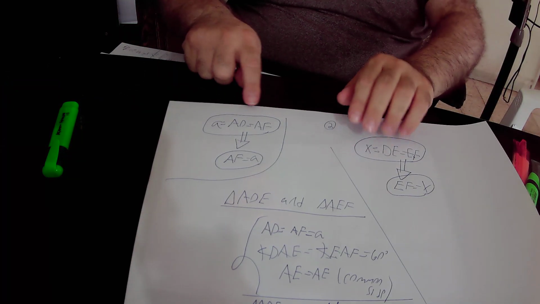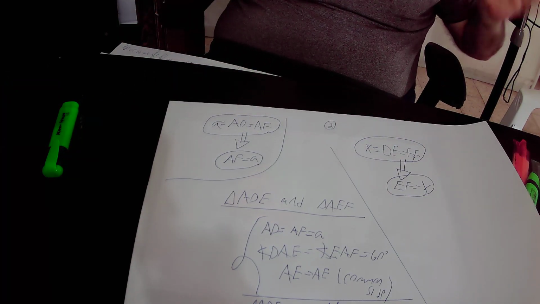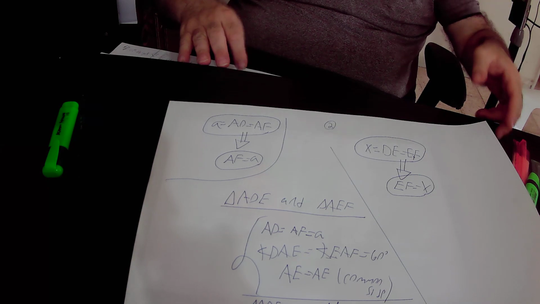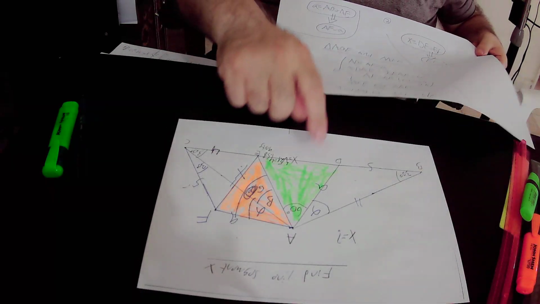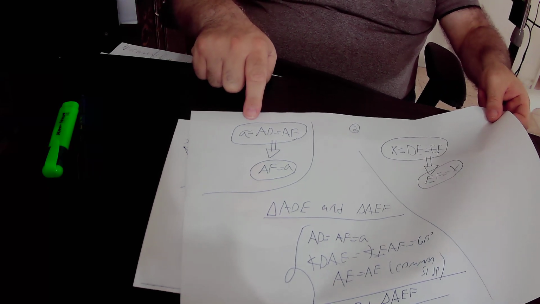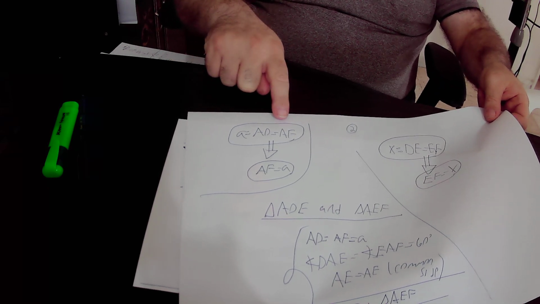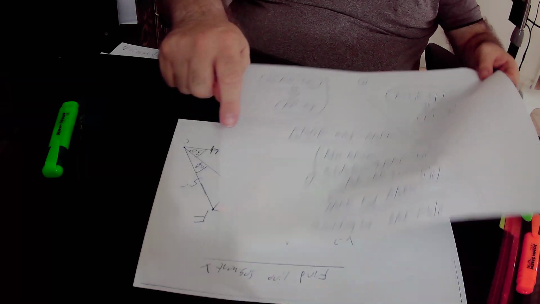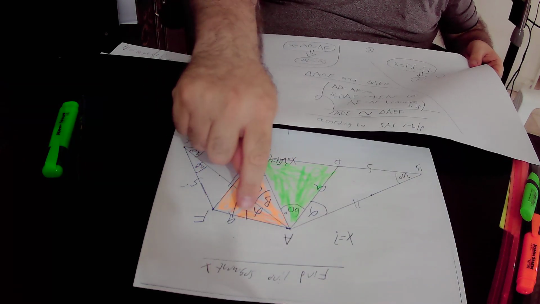Side AD equals side AF according to the same rule that corresponding sides of congruent triangles are equal to each other. So if we define side AD as a, then AD equals a, and from this equation, AD equals AF, we conclude that AF also equals a.